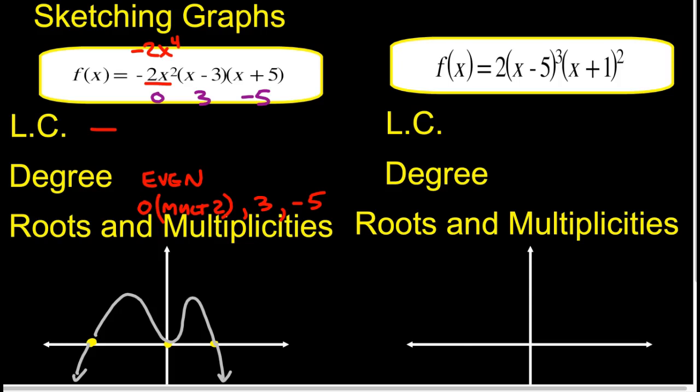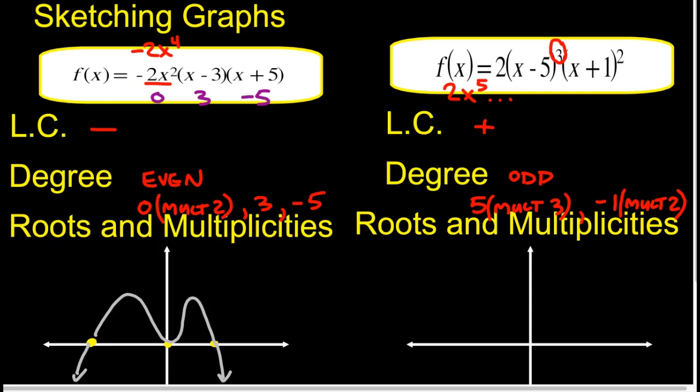All right, last one is one that Aaron was just asking about, where we have something to the third power, so that's going to have a multiplicity of 3. So my leading term is going to be 2x to the fifth. Leading coefficient positive, degree is odd. Roots and multiplicities. I only have 2 roots here. My 2 roots are going to be 5 with a multiplicity of 3 and negative 1. And that has a multiplicity of 2.